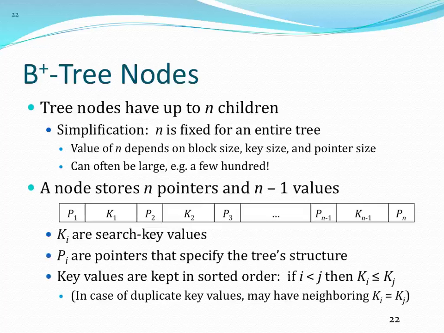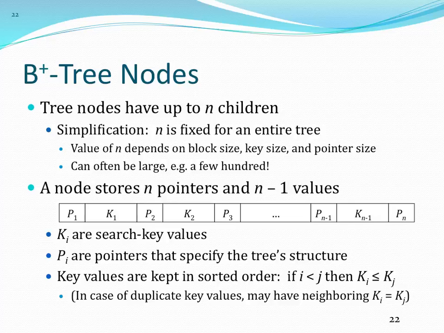And this is the internal format of a B-tree node, where you notice that we have pointers interspersed with keys. We have n pointers and n-1 keys. So we have a pointer and key sandwich here. And basically, the keys are kept in sorted order. So K1 is less than or equal to K2, is less than or equal to K3, and so forth.